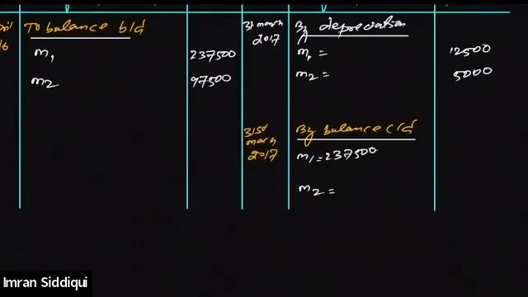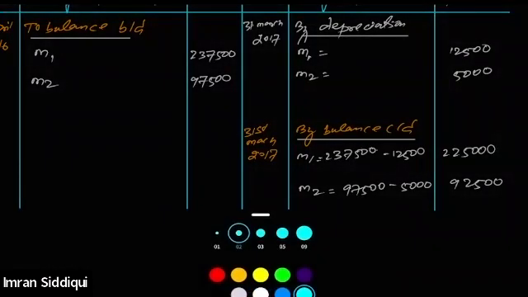All right. So we will have to subtract this: 2,37,500 minus 12,500 minus 12,500. This will be 2,25,000. And on M2, 97,500, we will depreciate it by 5,000. So it will be 92,500. All right. Is that clear? Is it clear now, everyone? Yes, sir.